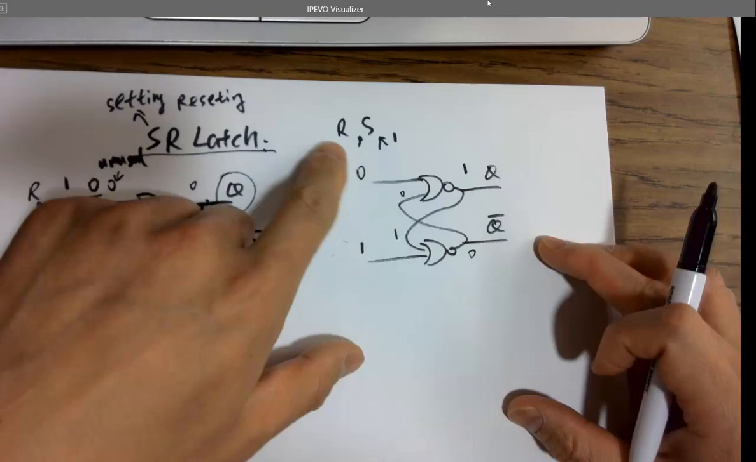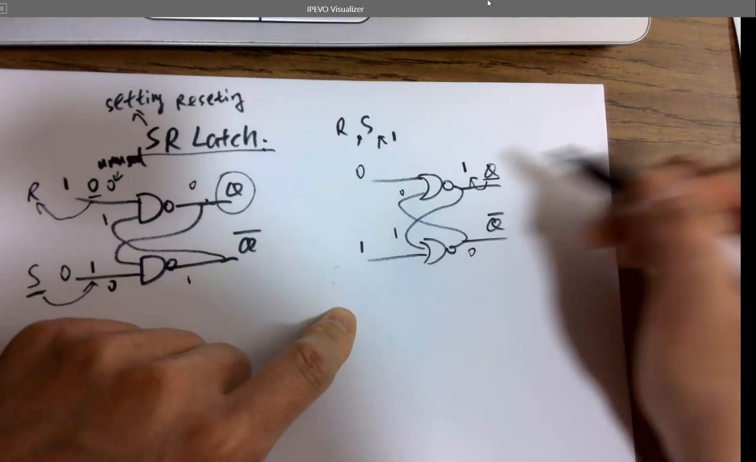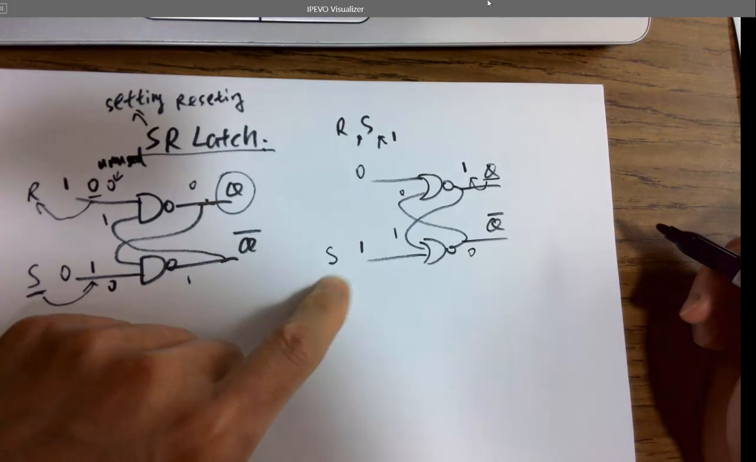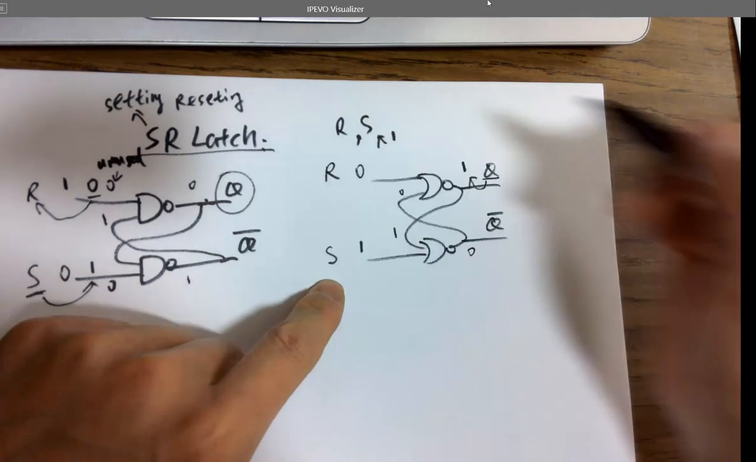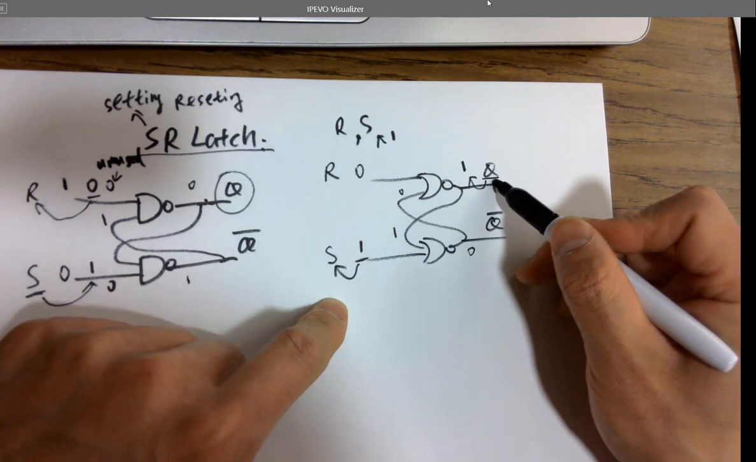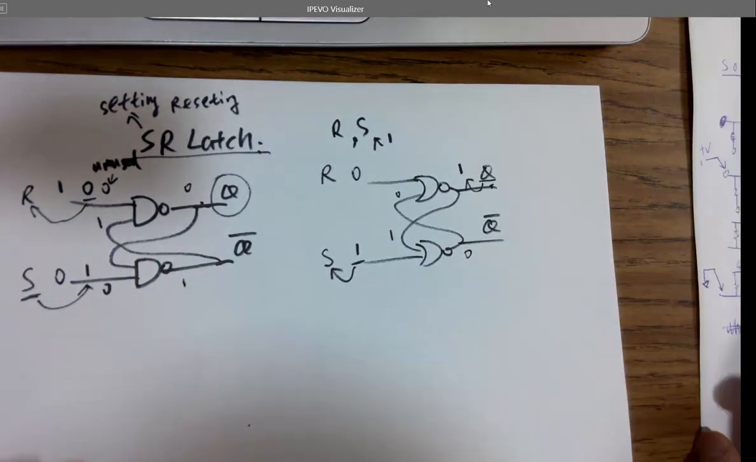So which is R, which is S? Is Q being set or reset right now? Set. So which is S? Okay. So that's R, right? Since you turn on S, and now it's being set. So that's the NOR gate SR latch.